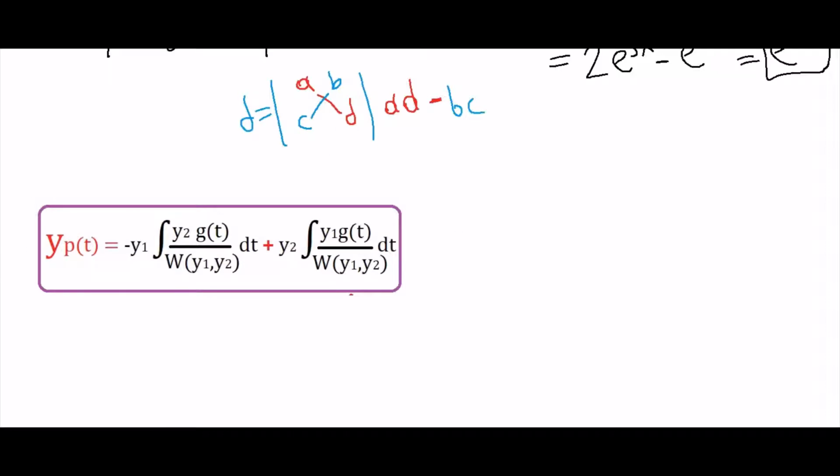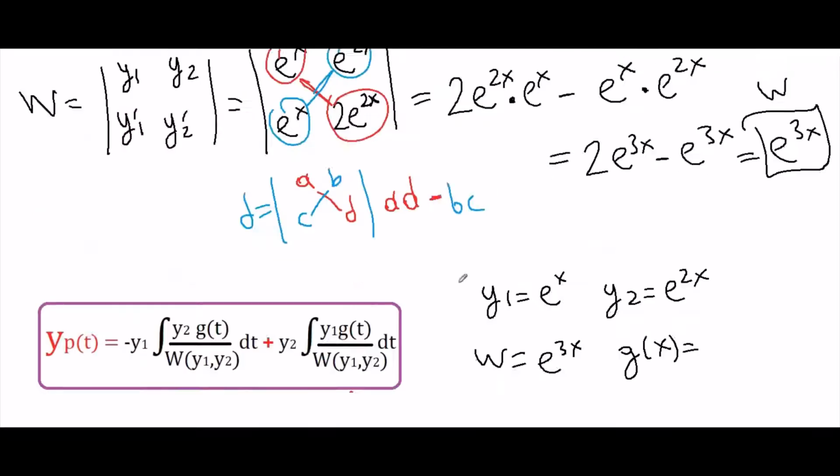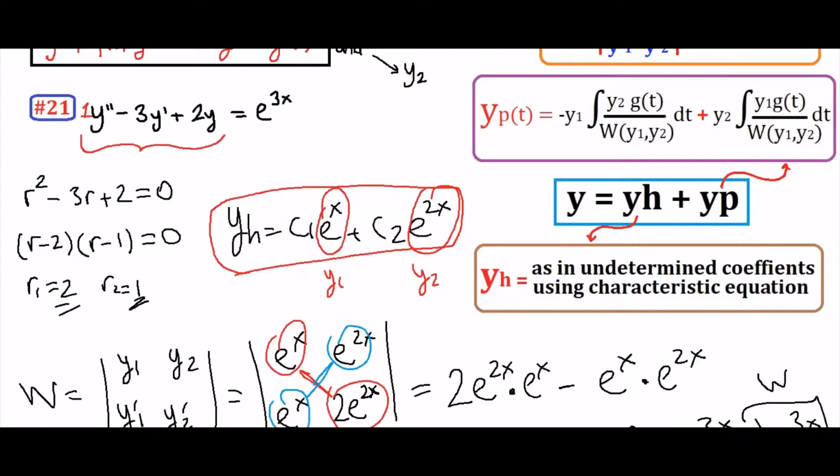Before we start, I would like to rewrite the ingredients. We had y1, which is e to the x. We had y2, which is e to the 2x. We need our Wronskian determinant, which is e to the 3x. And we need our g of x, which is in our original problem, e to the 3x.